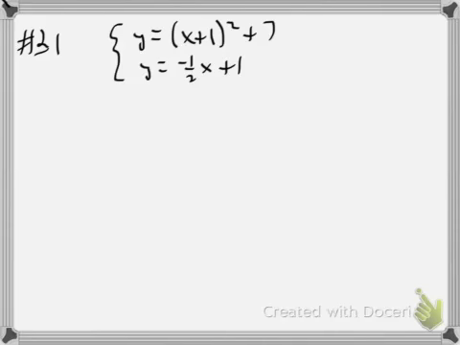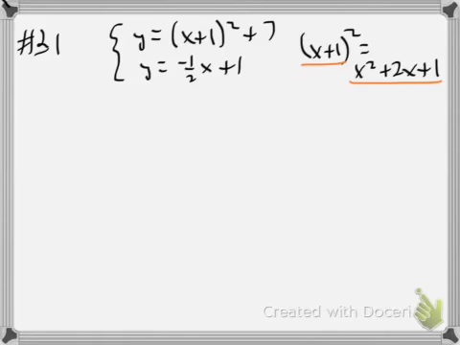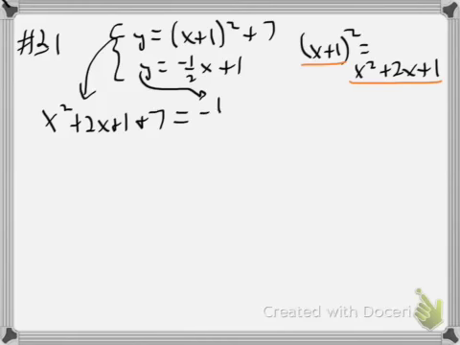Another little note I have is (x plus 1) squared is x squared plus 2x plus 1. Okay? So that will help us here. I'm going to replace this with this here. So when I do that, I'm going to get x squared plus 2x plus 1 plus 7 equals, and I'm going to put this y over here, negative a half x plus 1.